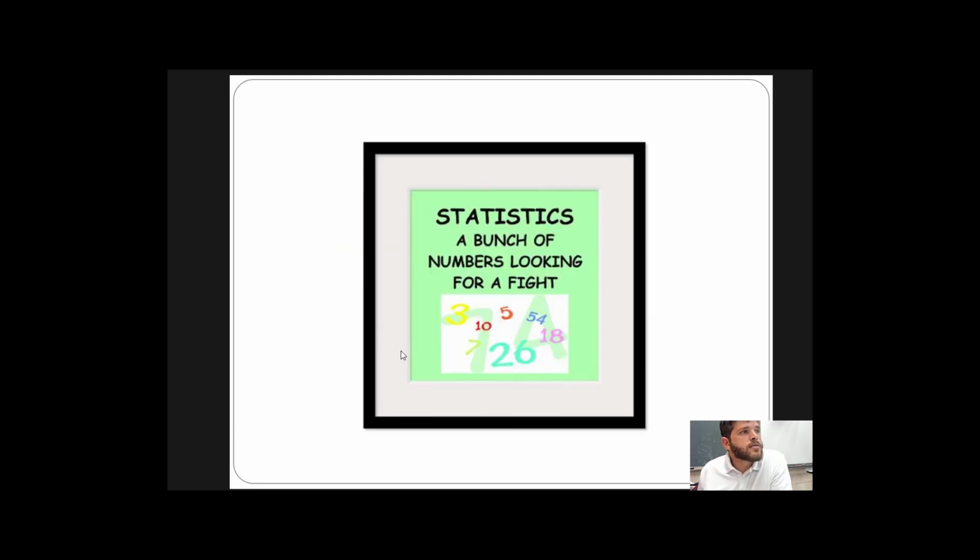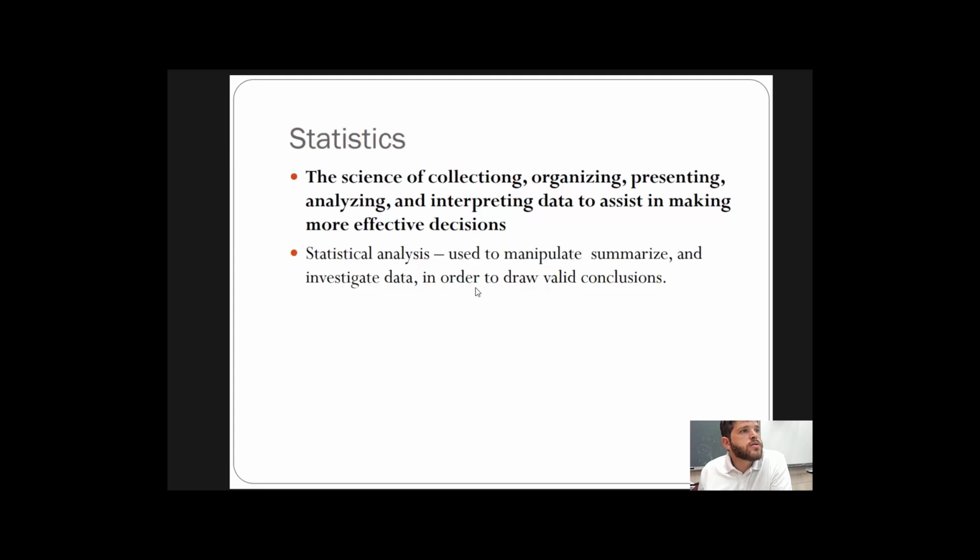Statistical analysis is used to manipulate, summarize, and investigate data in order to draw valid conclusions. So again, this applies to your senior project when you do your experiment or your observational study, whatever it may be. You're going to want to show that you've done some sort of statistical analysis of your data to support your conclusions.